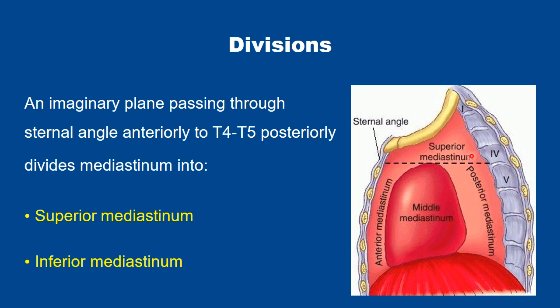Here this superior small part is called the superior mediastinum and this inferior large part is called the inferior mediastinum. And this inferior mediastinum is also divided into three different subdivisions. First we can observe here this is the anterior mediastinum, then this is the middle mediastinum, and most posteriorly this is the posterior mediastinum.